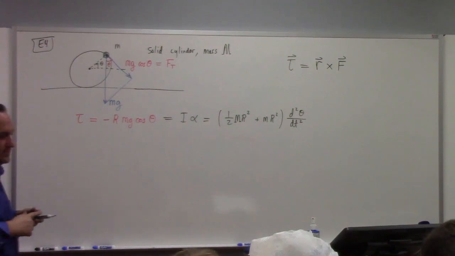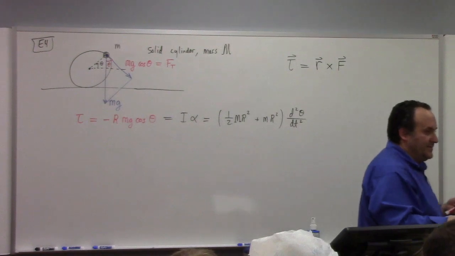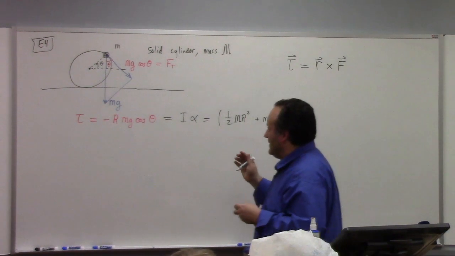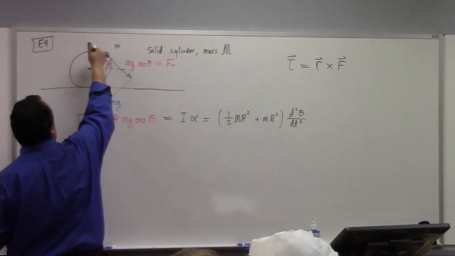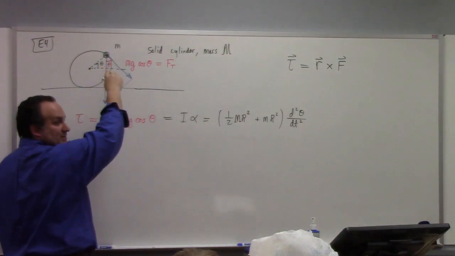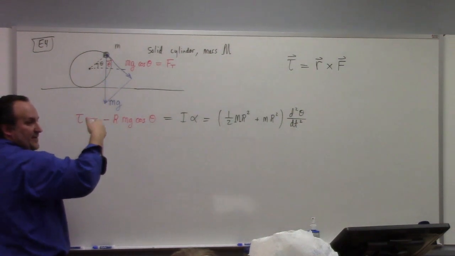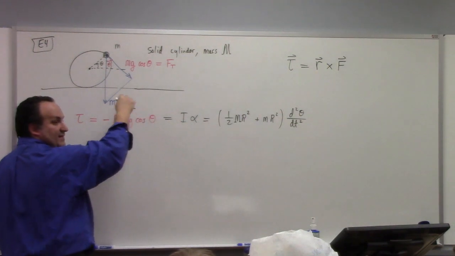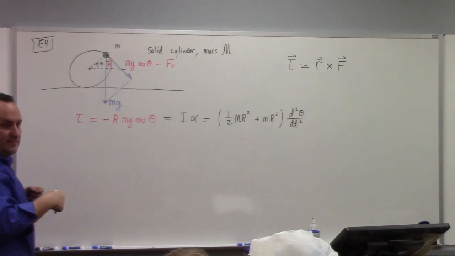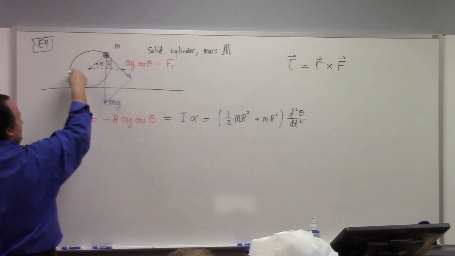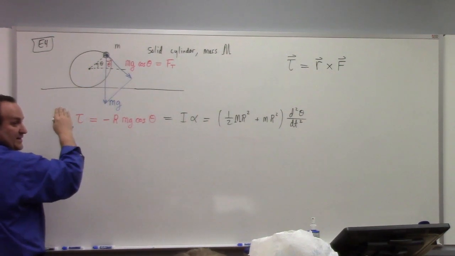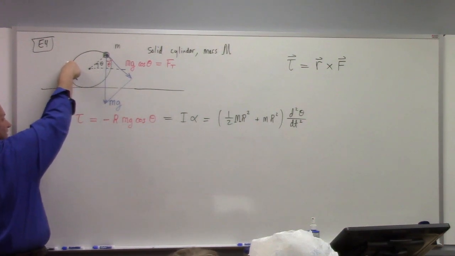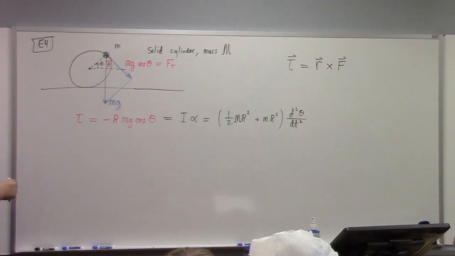Now, you can test some cases, right? Does it make sense? What happens when theta is like 90 degrees? That would be the case that the mass is up here, right? What's the torque? 0. That makes sense, right? On the other hand, when theta is 0, the torque is just RMG because gravity is directly torquing it, right? When theta is 180 degrees, you've got minus a minus, you get a plus, because over there, when it's on the other side, the torque is actually counterclockwise according to our conventions.